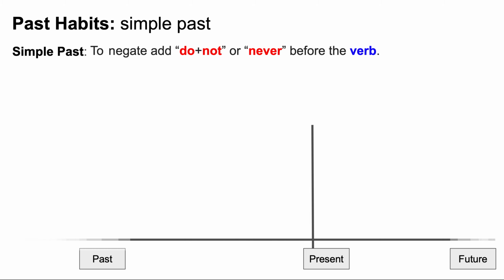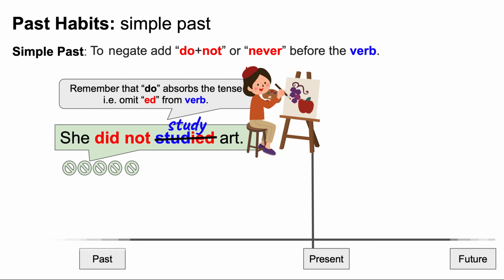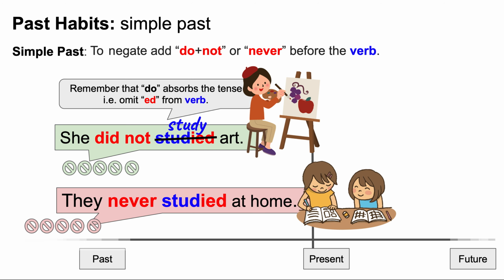To negate, we add did not or never before the verb. For example, she did not study art. Please remember that did absorbs the tense. That is, we omit ed from the verb. So we say, she did not study art. Lastly, we can also add never before the verb, as in, they never studied at home.